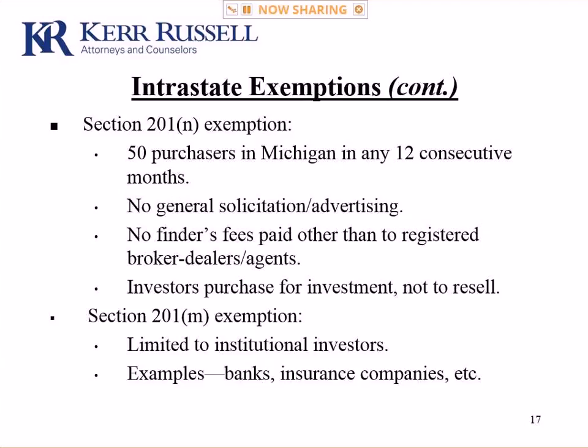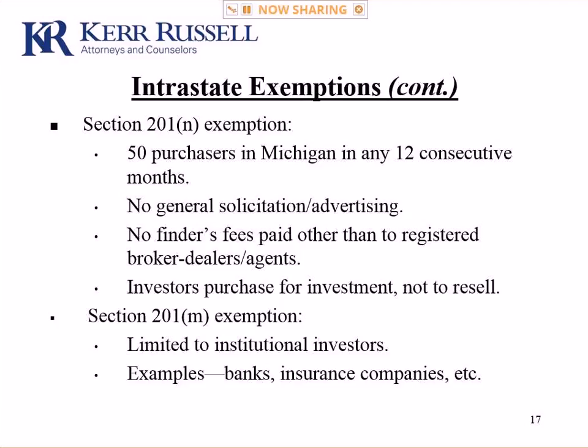The Section 201N exemption is what one typically will look to under Michigan law to exempt an offering, and it is fairly elastic. The key criteria is a limitation on the number of purchasers in any 12 consecutive months, no general solicitation or advertising. There can be no payment of finder fees other than to registered broker-dealers, and investors must purchase for investment purposes and not for a purpose of reselling. In other words, the offering cannot simply be a conduit to make a public offering of the securities through what otherwise purports to be a private exempted offering.